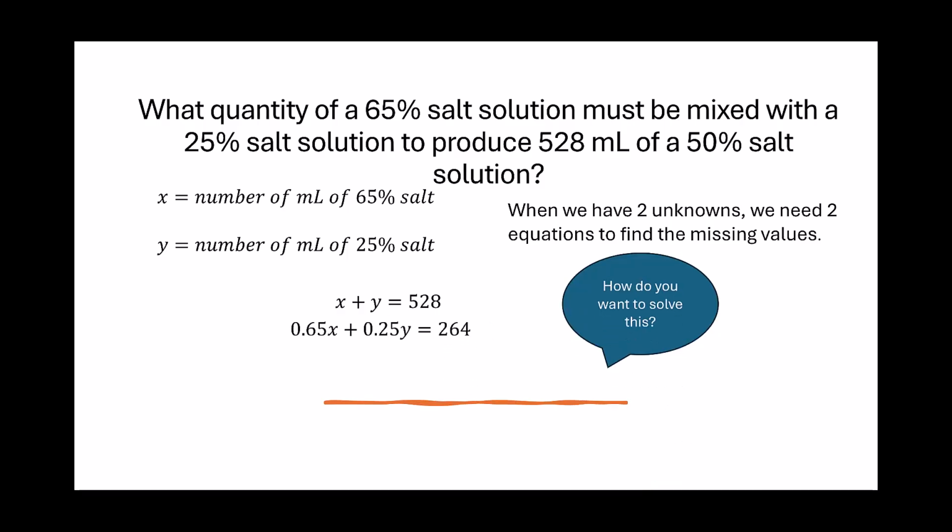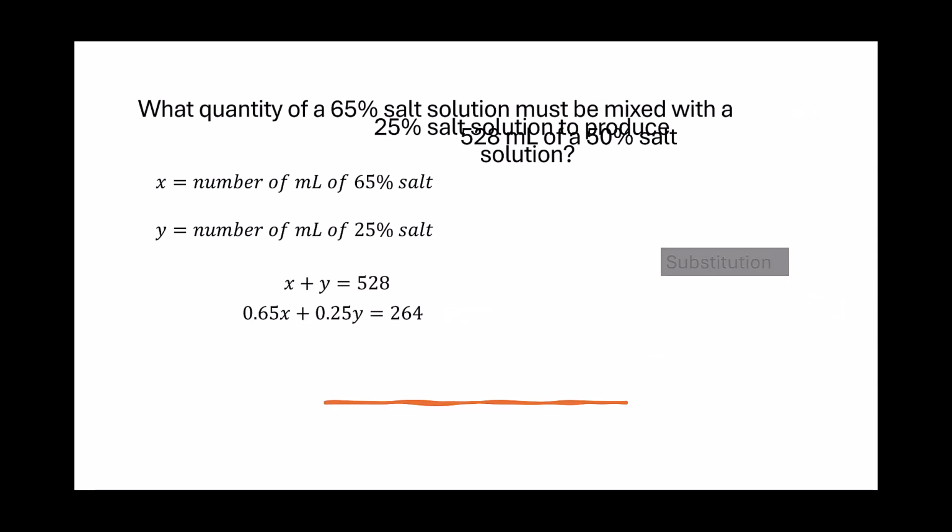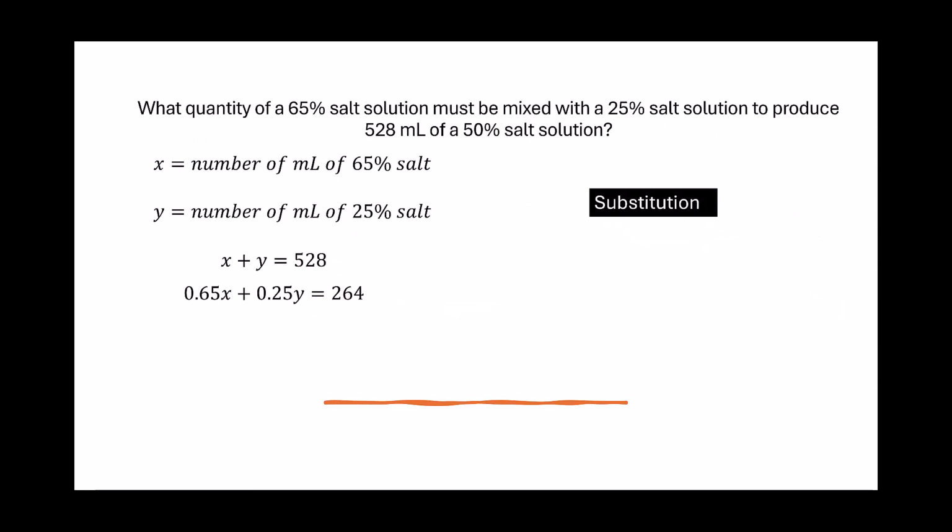Now that I have my two equations, I have to decide how I want to solve this problem. Do I want to use the addition method, the substitution method, or do I want a graph? Because I have this nice equation of x plus y equals 528, I'm going to use the substitution method to solve this problem.